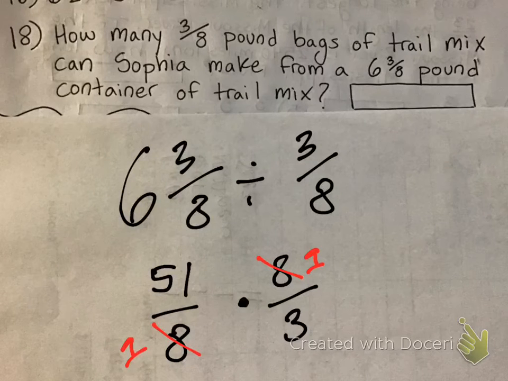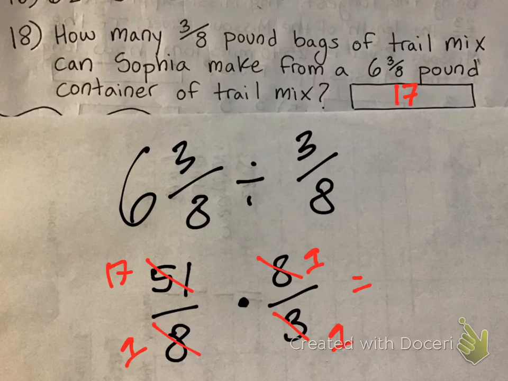Justin says he thinks so. He's correct. What can we cross-cancel? Yes, so it becomes 17 and 1. So then, what would our answer be? What's our answer, Ani? 17.